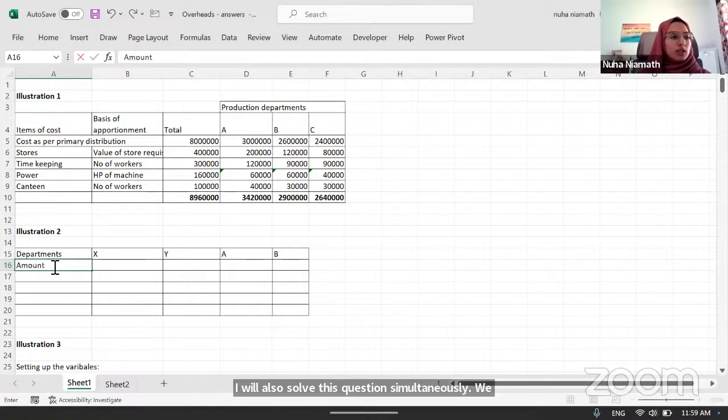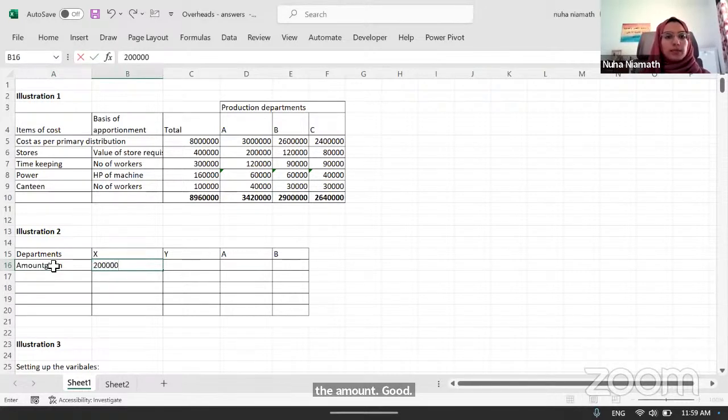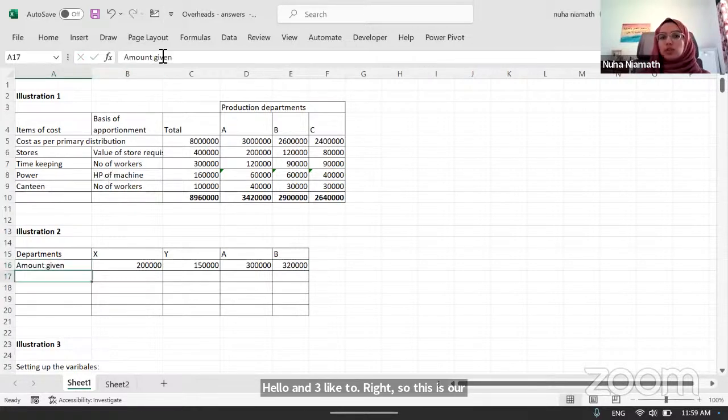So we have the amount given for X, Y, A and B: 2 lakh, 1 lakh 50,000, 3 lakh and 3 lakh 20,000, right? So this is our amount that is given in the question. Has everybody taken the screens? And I hope, if not, I will go back to the presentation again. Then we have the expense of Department X. How do we apportion this?